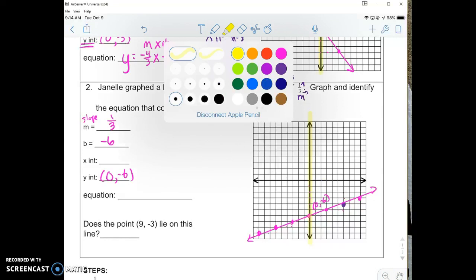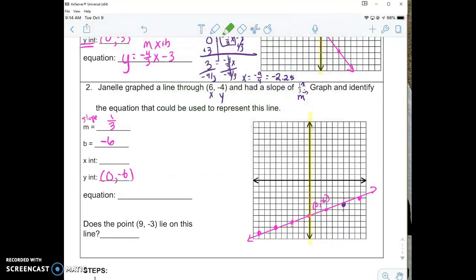I cannot see where this line crosses the x-axis. However, I know that since there's an arrow on the end of this line, it will eventually get there. So I'm going to find the equation first. My equation, y equals mx plus b. M was 1/3. I keep the x. My b value was -6, so minus 6.